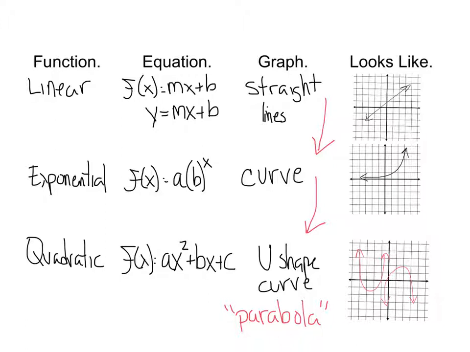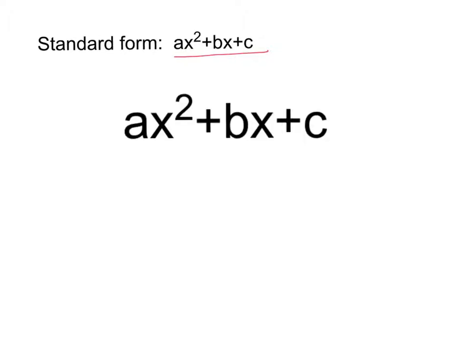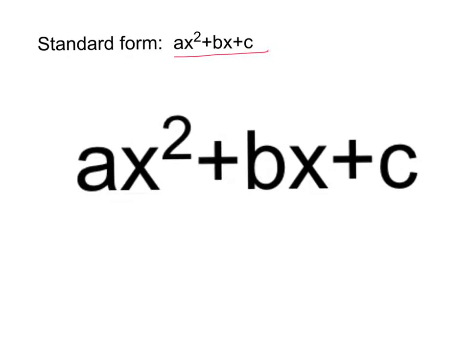So let's start taking a closer look at what exactly a quadratic looks like and how we can interpret this equation and use it to get an idea of what our graph's going to look like. The standard form of a quadratic function is ax squared plus bx plus c. That's the same trinomial equation that we've been working on for factoring. So let's take a closer look at this standard form. The first thing to ask ourselves is, what about this form, ax squared plus bx plus c, defines it as quadratic? In this case, the one thing that stands out is this exponent.